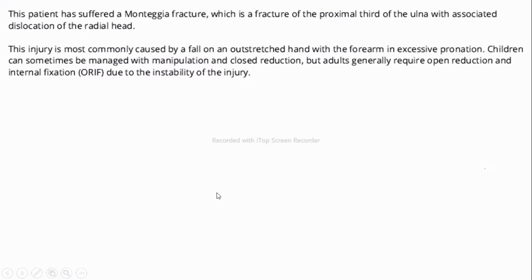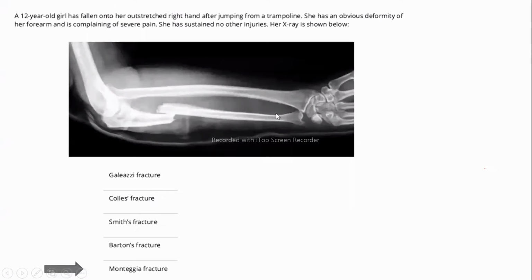So the patient has suffered a Monteggia fracture, proximal third of the ulna, associated with what? Dislocation of the radial head. Remember that dislocation of the radial head. Can you see? The radial head is dislocated, far from its position, away from the center of the joint.